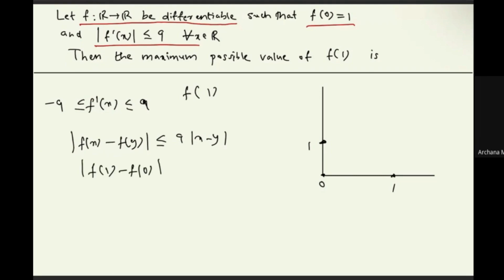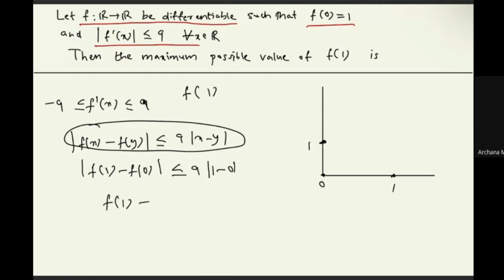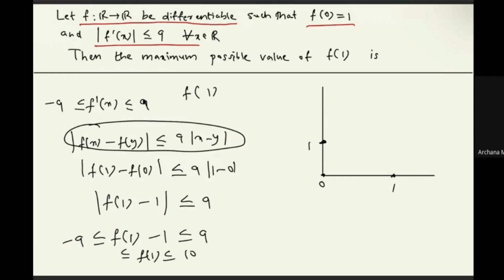I will give you a simpler argument, but in fact we don't need to prove this much. Since you said it, we get 9 times (1 minus 0). So that means we get |f(1) minus 1| is less than or equal to 9. That means we only need the maximum possible value. So f(1) lies between 10 and -8, isn't it? Isn't this what we are getting?